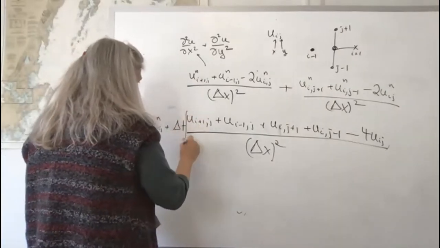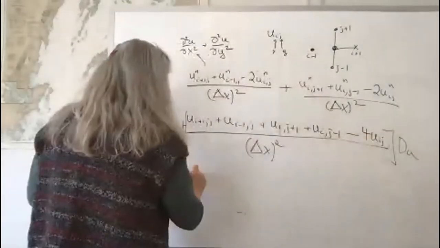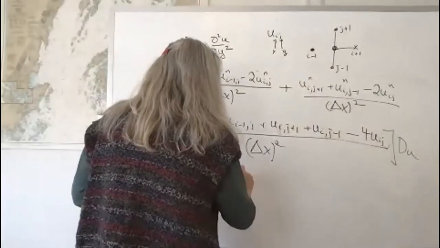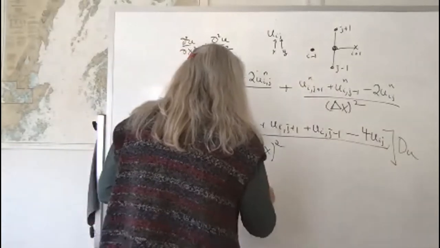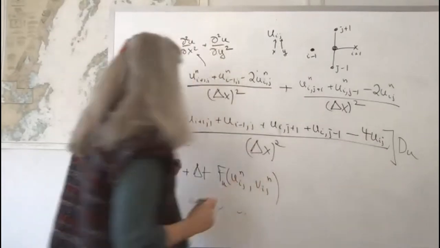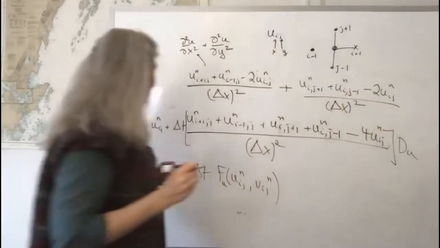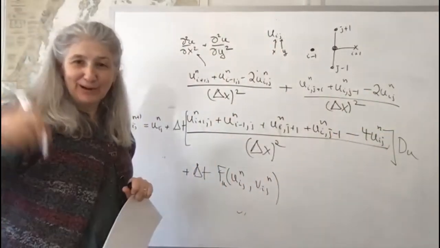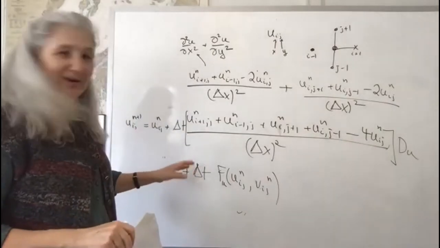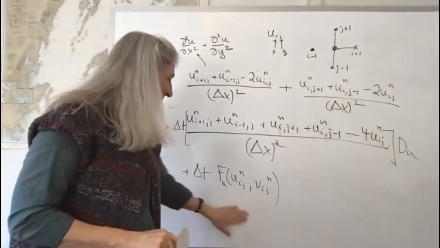Oh, and there's a diffusion coefficient, right? D u, plus delta t times f of u i j and v i j. This is not u, this is v, at time step n. And that's the scheme that I wrote out for you in the example. With the same thing with another equation that's similar for B. And then these are the reaction terms.